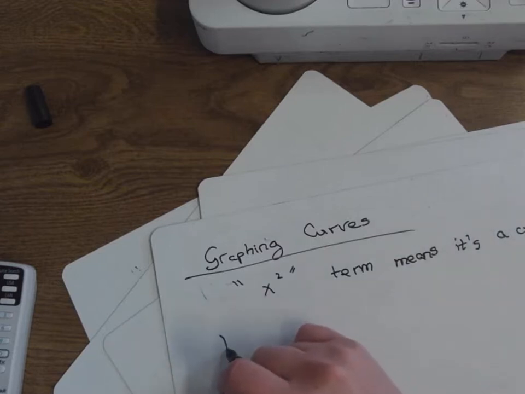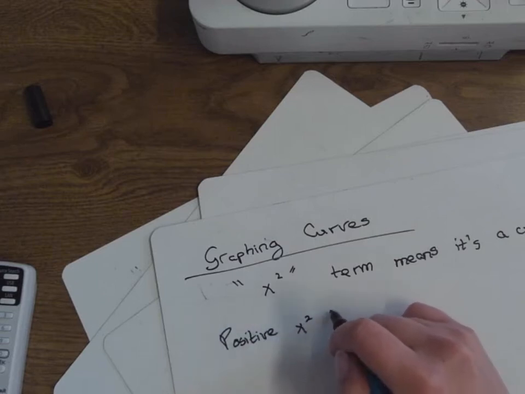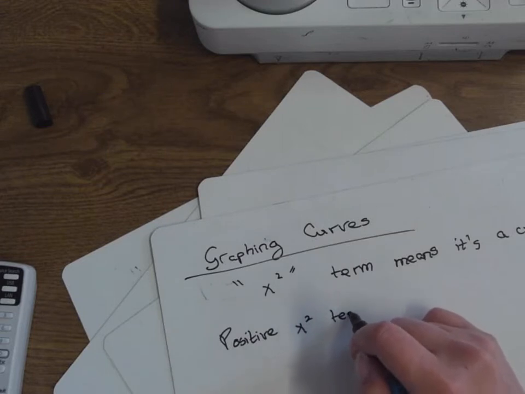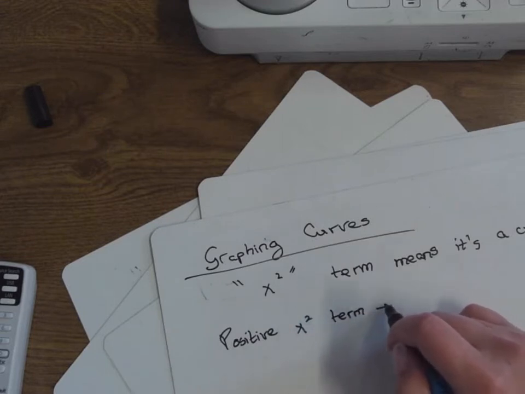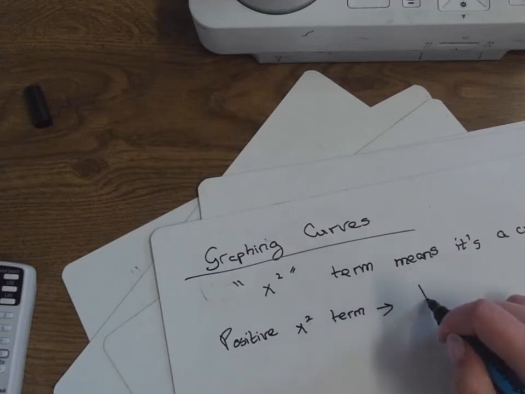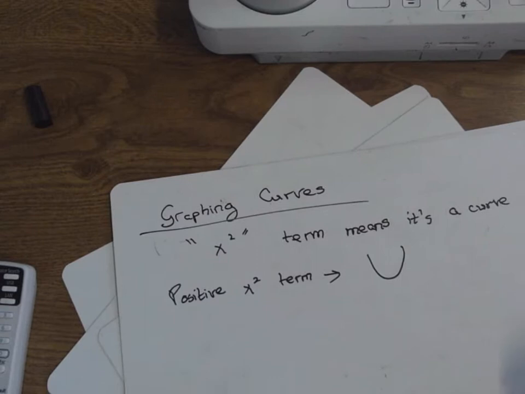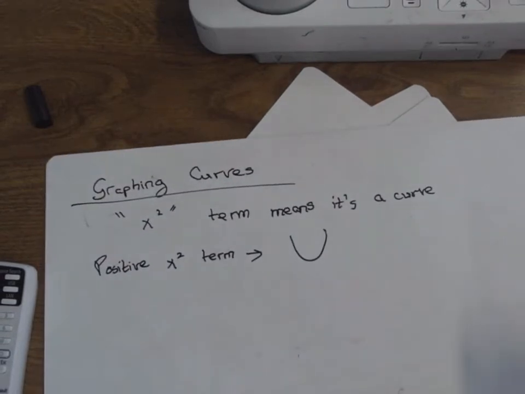And if it has a positive x squared term, and we'll look at a few examples in a minute, it's going to be a smiley face, because you know if you're positive, you're smiling, isn't that right? So if it's an x squared term, it's a U-shaped graph. To me, it looks like a smiley face.